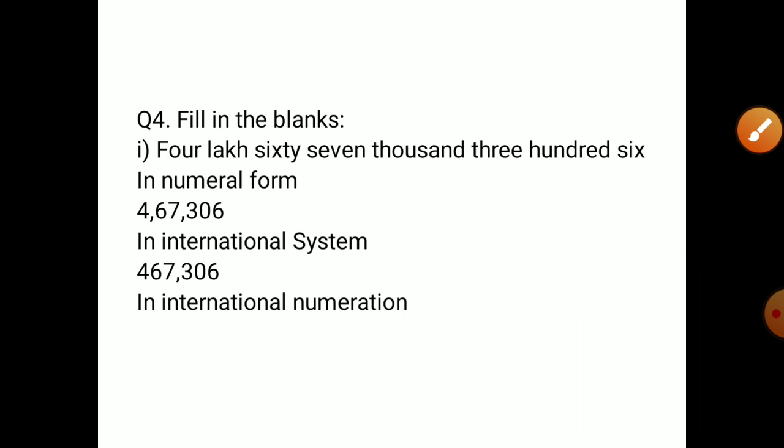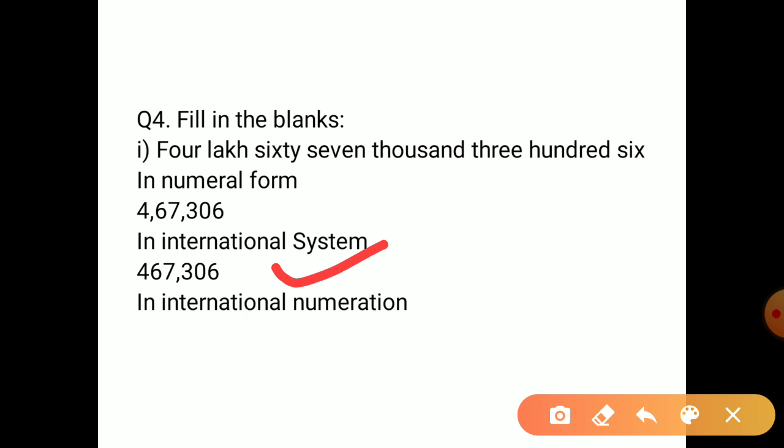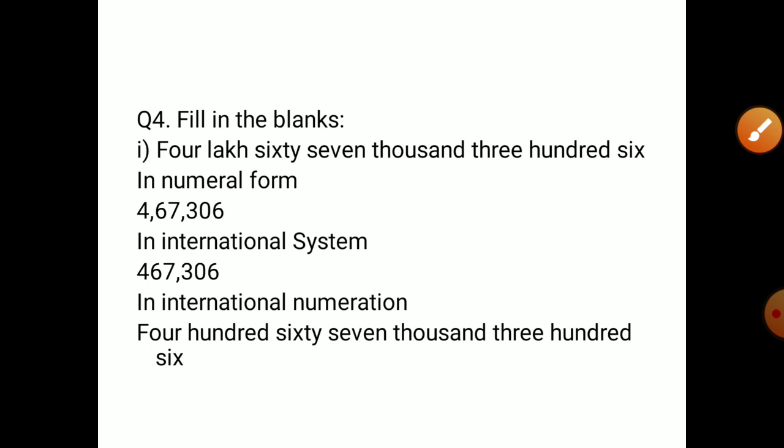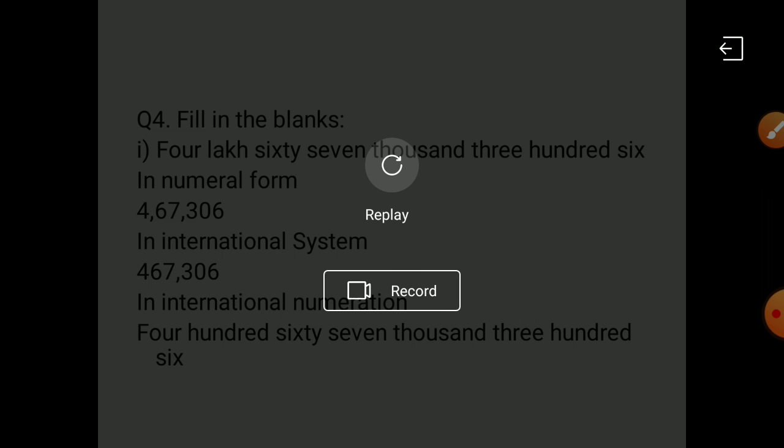Now we need to write this in international numeration. International numeration means we have to write this number in words. So my number is this, 467306, and this is my thousand period, this is my ones period. So I will write 467,306. Very simple. So this is it.